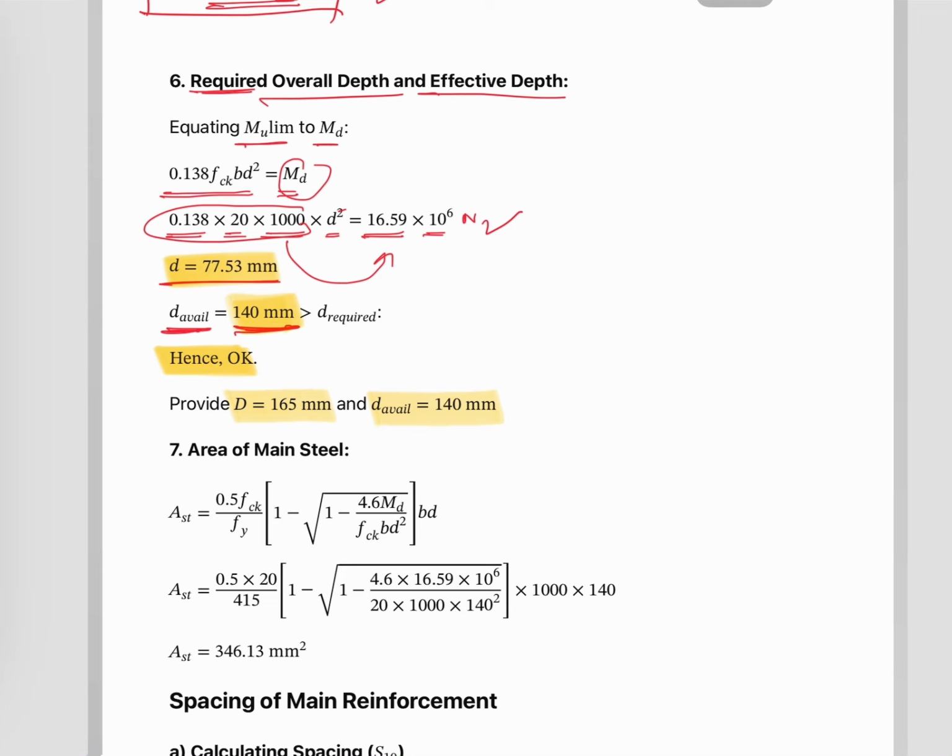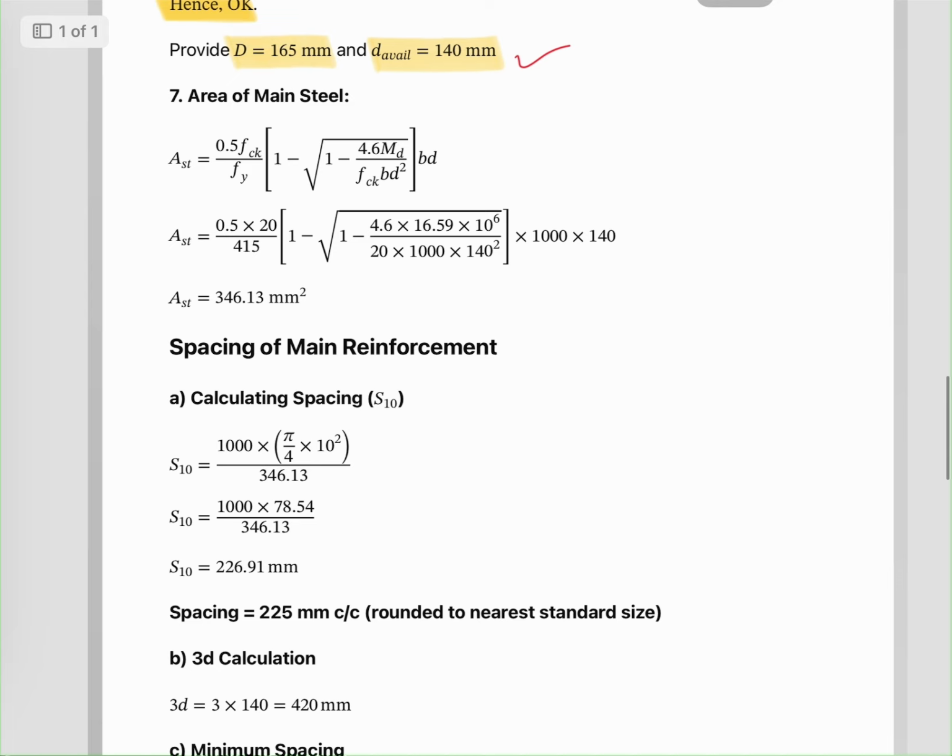Now with respect to this data, we need to calculate how much steel is required for the design of the slab. There is a very simple formula: Ast equals 0.5 fck upon fy, in bracket 1 minus under root of 1 minus 4.6 Md divided by fck b d square, into b d. Every civil engineer should know this formula.